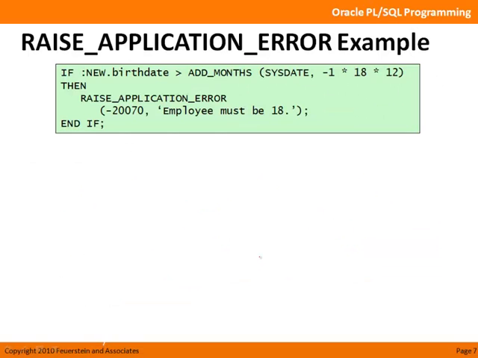Let's take a look in more detail at the raise application error. We'll start with an example, then we'll explore some of the nuances of this built-in. Here's a very typical usage of raise application error. It's inside a database trigger, which is often where we need to raise these kinds of errors.